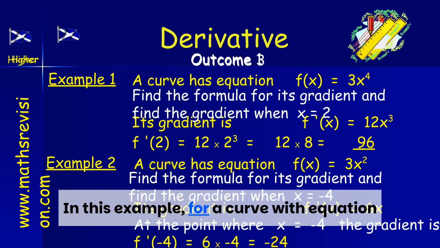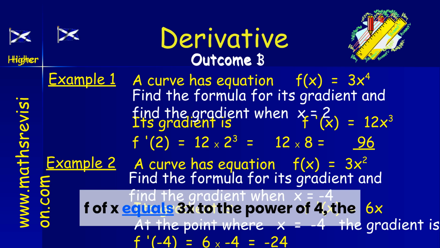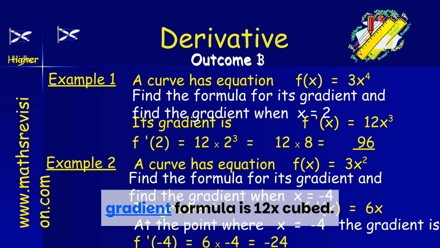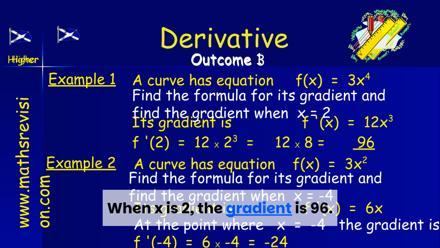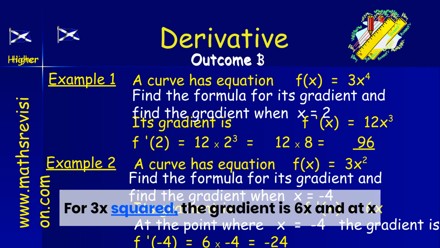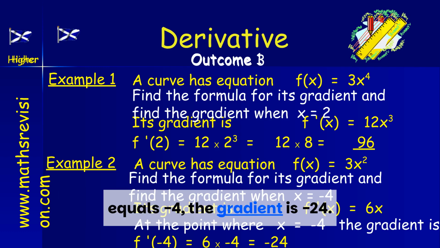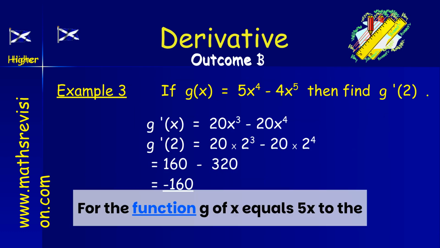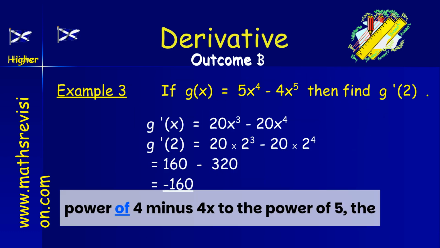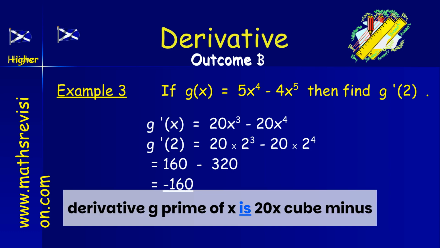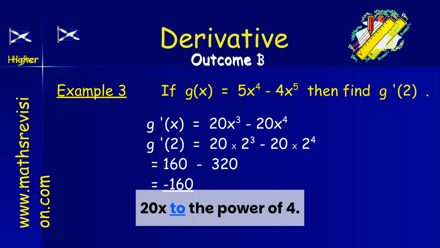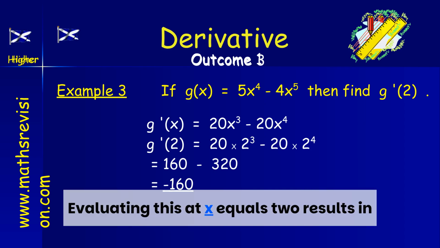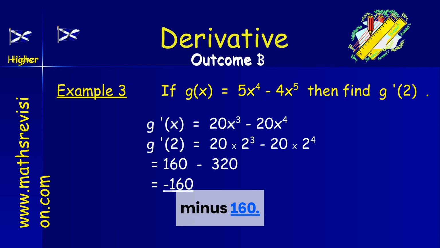In this example, for a curve with equation f of x equals 3x to the power of 4, the gradient formula is 12x cubed. When x is 2, the gradient is 96. For 3x squared, the gradient is 6x, and at x equals minus 4, the gradient is minus 24. For the function g of x equals 5x to the power of 4 minus 4x to the power of 5, the derivative g prime of x is 20x cubed minus 20x to the power of 4. Evaluating this at x equals 2 results in minus 160.